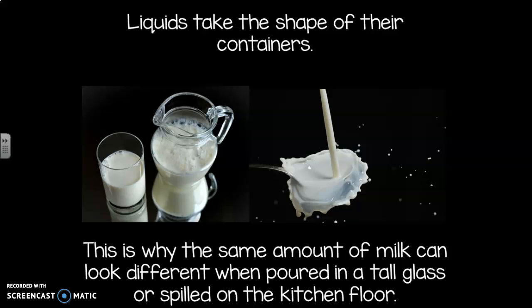Liquids take the shapes of their containers. This is why the same amount of milk can look different when poured into a tall glass or spilled on the kitchen floor, just like the pancake syrup example. Inside the container, it's the same shape as the container, but when you spill it out or you pour it, it's going to be a completely different shape.